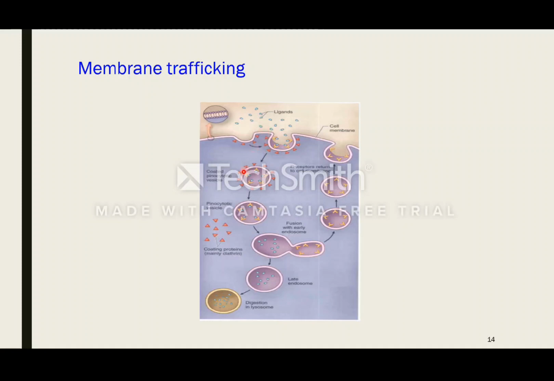By endocytosis and exocytosis, the cell membrane is recycled in the cell. In endocytosis, the ligand, receptors and clathrin, with the cell membrane, enter the cell and fuse with the lysosome, and after that the clathrin and also the receptors and the cell membrane return to the cell membrane. This recycling of the cell membrane by endocytosis and exocytosis is named membrane trafficking, in which cell membranes come in and exit and return to the cell membrane.